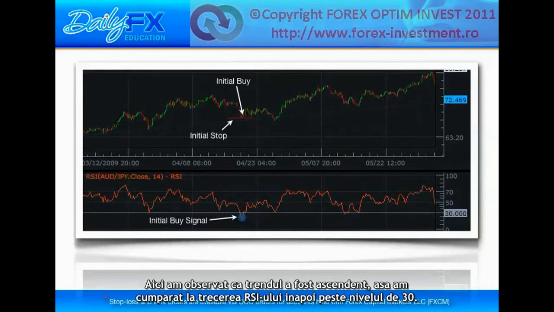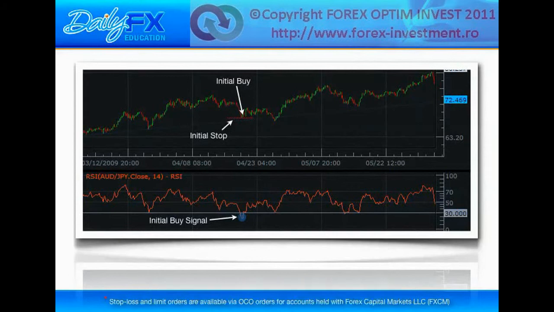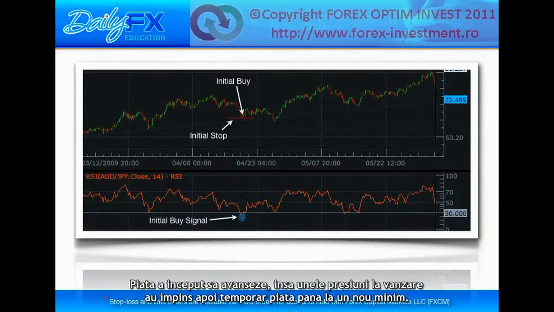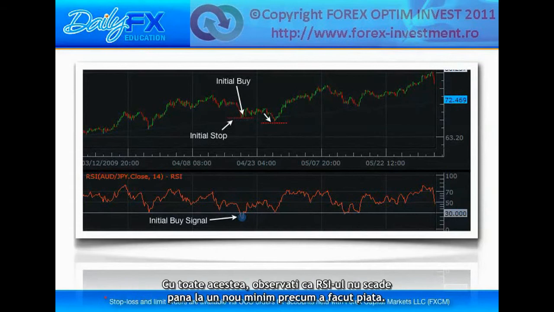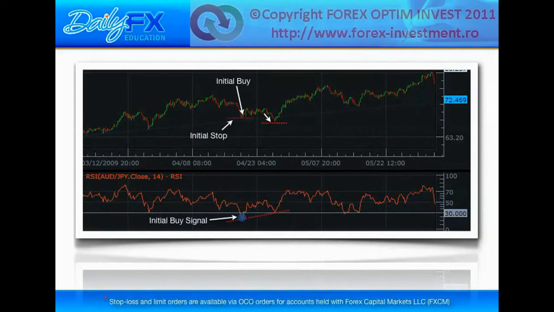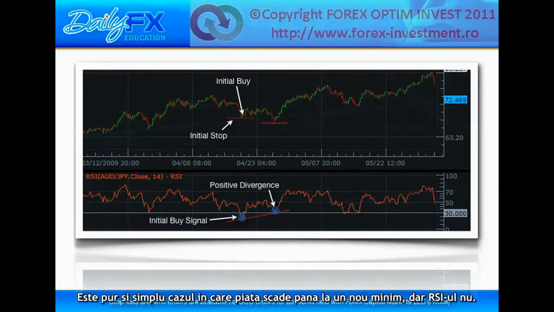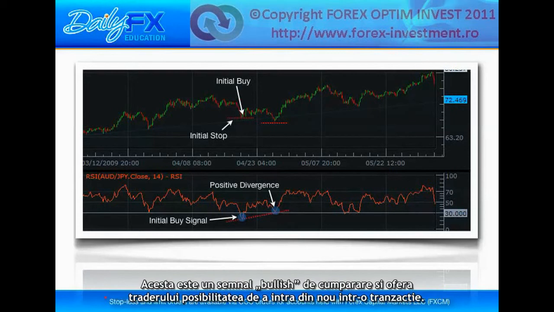Here we note that the trend was up, so we bought on the move back above 30 by the RSI. The market started to rally, but then some selling pressure temporarily pushed the market down to a new low. However, note that the RSI did not move down to a new low like the market did. This is known as positive divergence. It is simply when the market moves down to a new low, but the RSI does not.